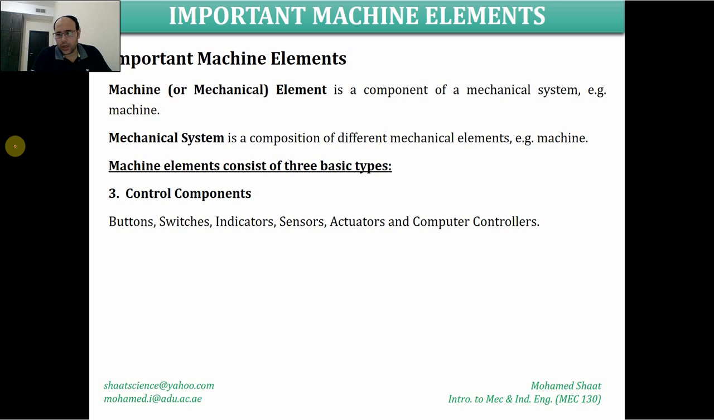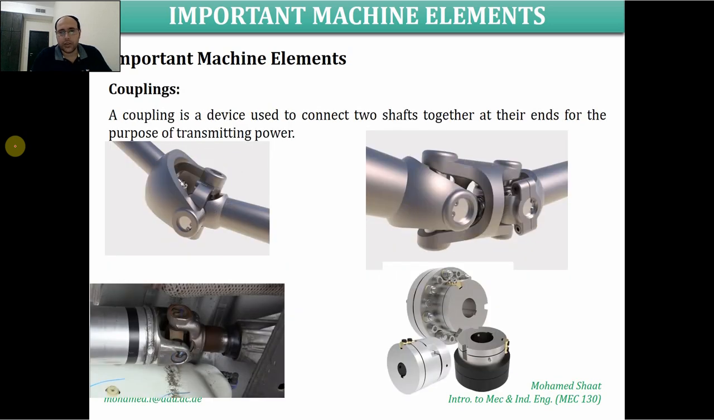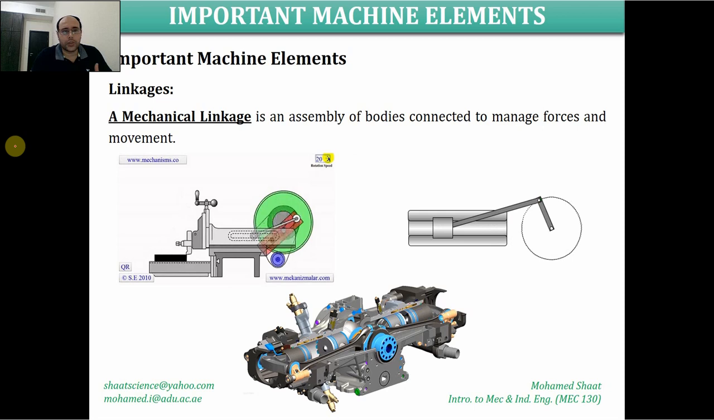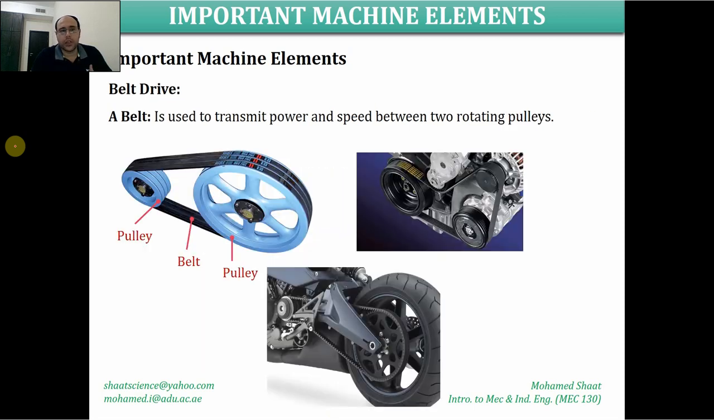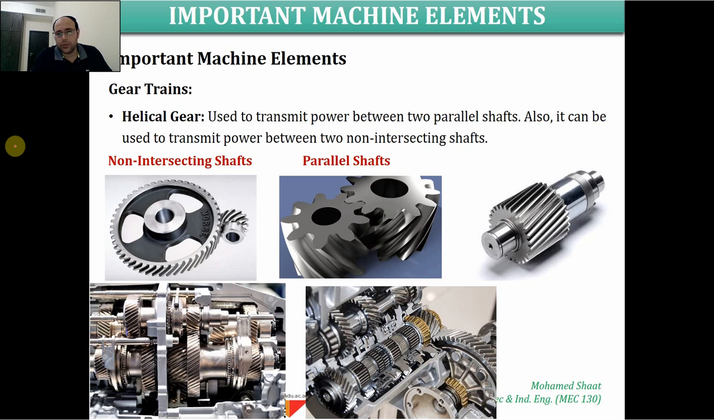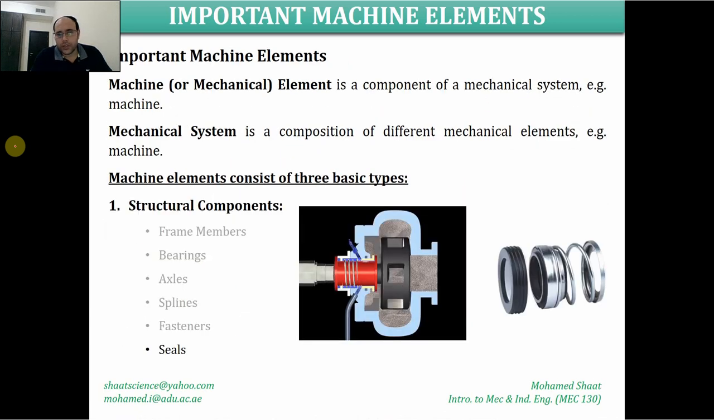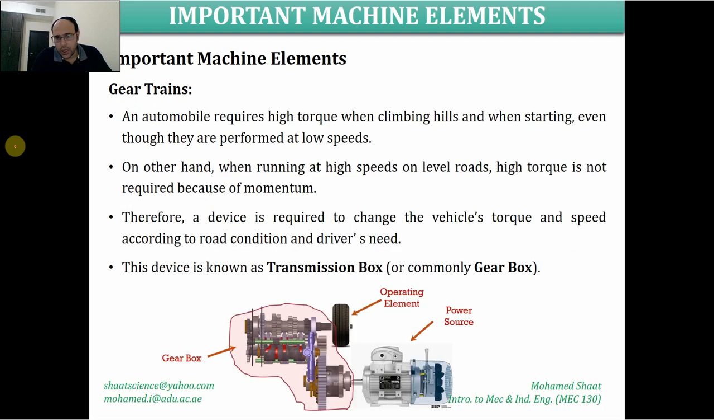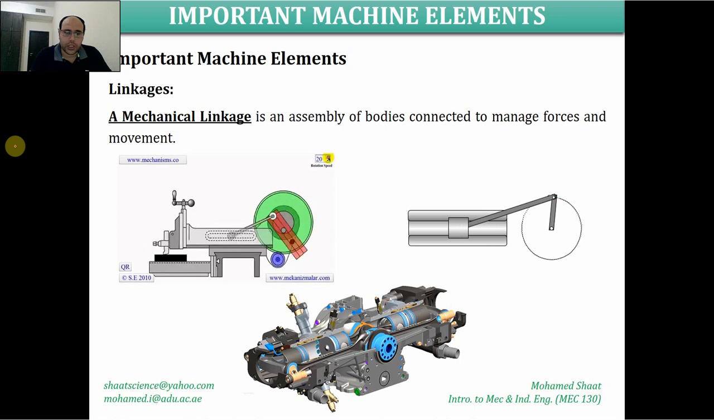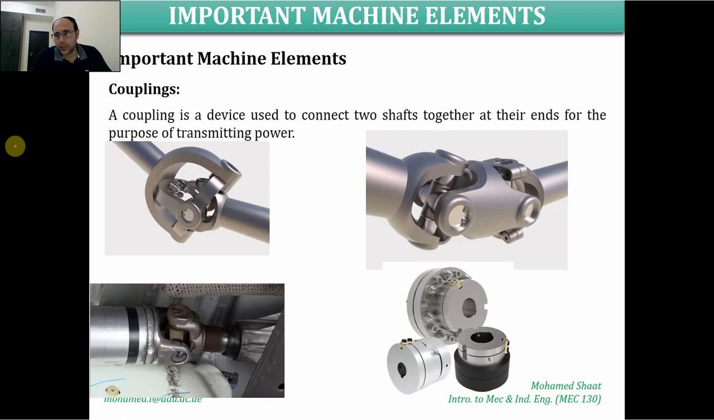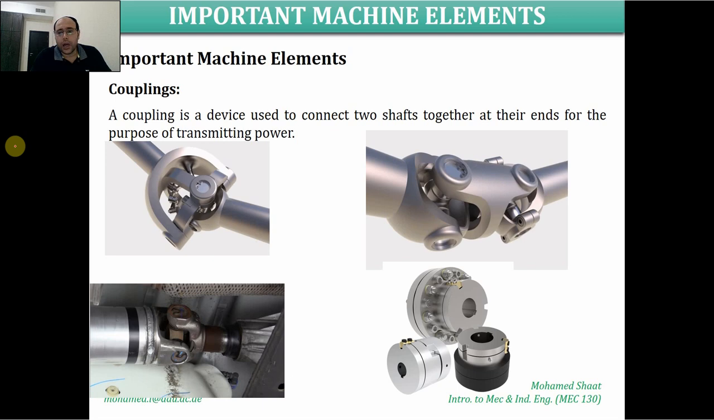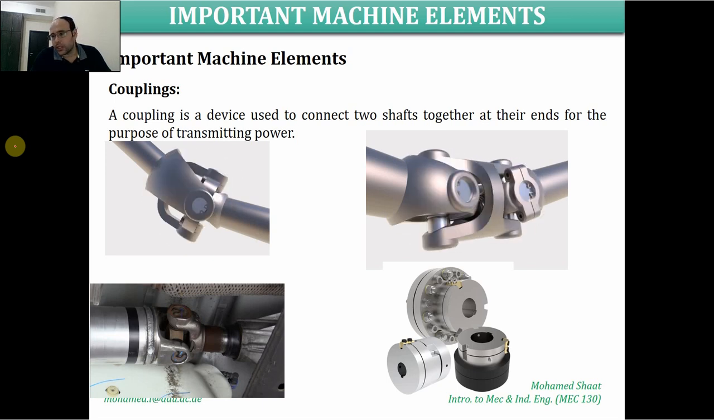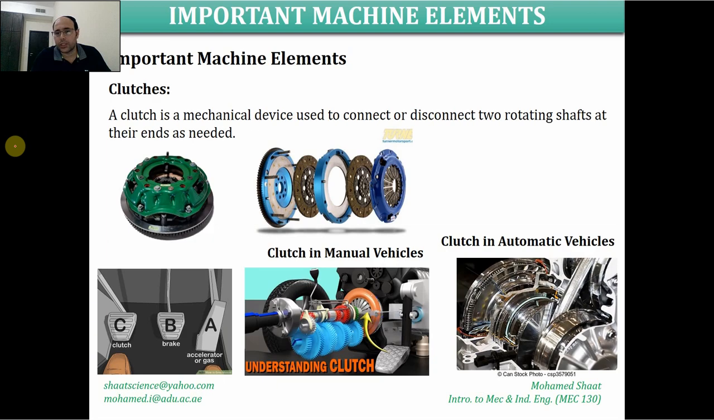Over the last two videos, we have discussed the commonly used mechanical components. We have discussed the clutches, the couplings, the brakes, the cam and follower mechanism, linkages, and other types of mechanism, chains, belt drives, different types of gears. In addition, we discussed the structural components, frame members, bearings, axles, splines, fasteners, and seals. All of these mechanical components are very important to understand: how they work, what the function of each one is, and how we are using these components in different applications.